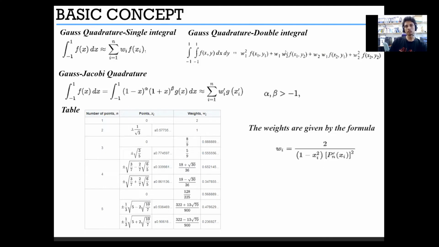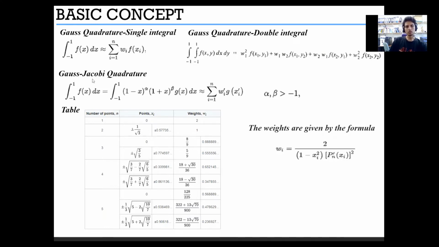Also, for the double integral, we will integrate twice, and the limits will obviously be -1 to 1, and the equation will be like that. And this is for n equal to 2. I will discuss it later.